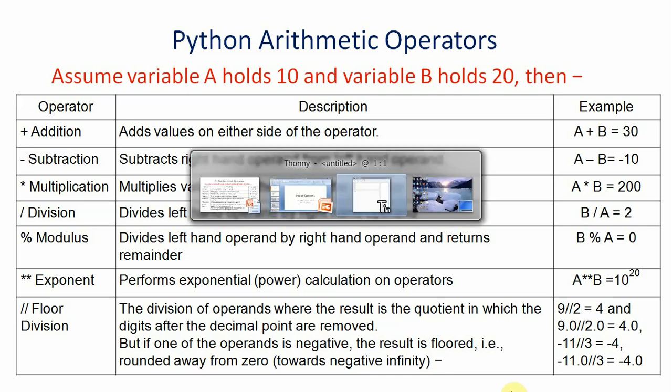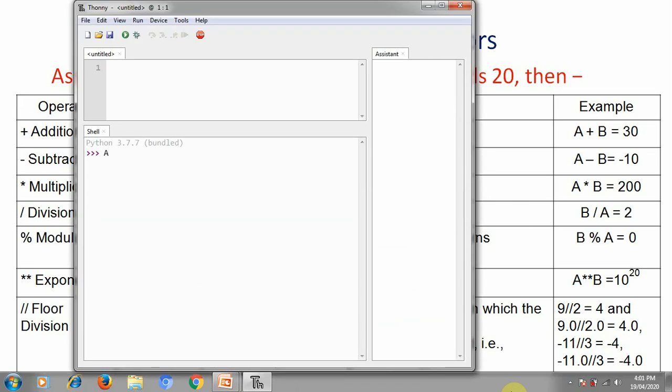We will see the execution of it in turn. a is equal to 10, b equal to 20. Now a plus b gives 30, a minus b gives minus 10, a multiplication b gives 200, b division a gives 2, b modulus a gives remainder 0, a exponent b will give 10 raised to power 20.